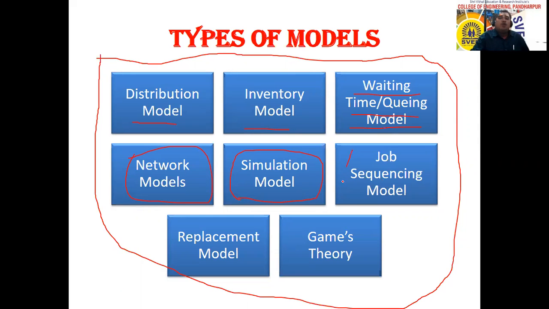Job sequencing model. The job sequencing model is nothing but sequencing which operation should be prepared first. In industry, a machine should not remain empty. A machine should not remain idle. Every time that machine should have certain work. So which job is given to which machine, so that that machine works continuously for 8 hours. That is called the job sequencing model.